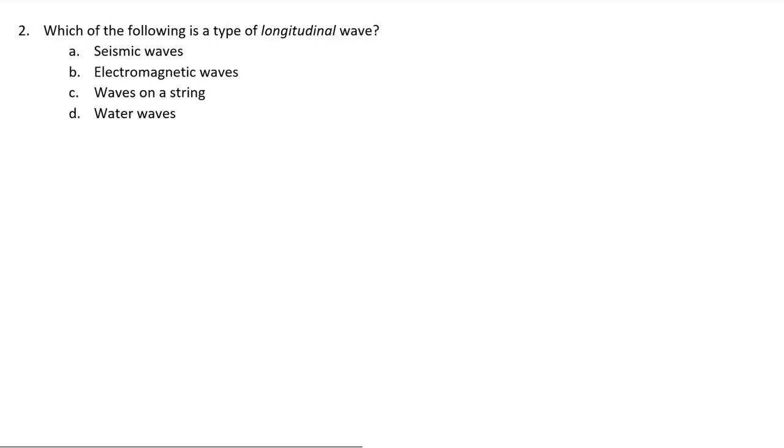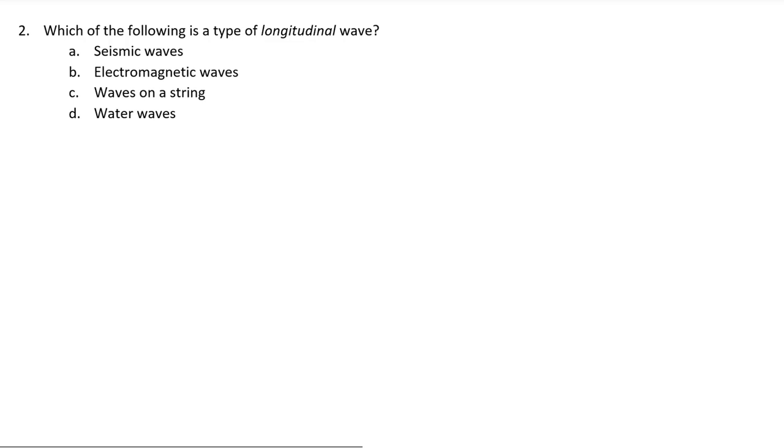This final question is testing our knowledge on transverse and longitudinal waves. It is asking us which of the following is a type of longitudinal wave: a seismic wave, an electromagnetic wave, a wave on a string, or a water wave. Well, as I mentioned earlier in this video, light is a type of transverse wave, and therefore electromagnetic waves are instead transverse waves.